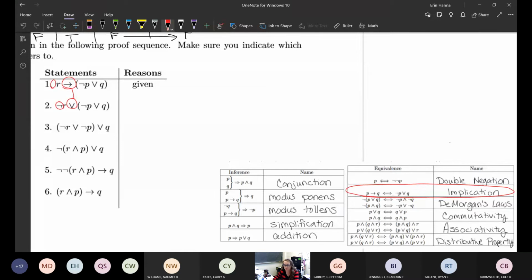Let's triple check that it was used correctly. P implies Q can become not P or Q. So we negate the thing in the front and leave the back alone, which is exactly what happened here. We negated the R, left the back alone, and the implies turned into an or. Remember, it doesn't have to be P implies Q. It can be something implies something else, as complicated as you need it to be. So this jump from 1 to 2 is an implication. That's not how you spell implication.